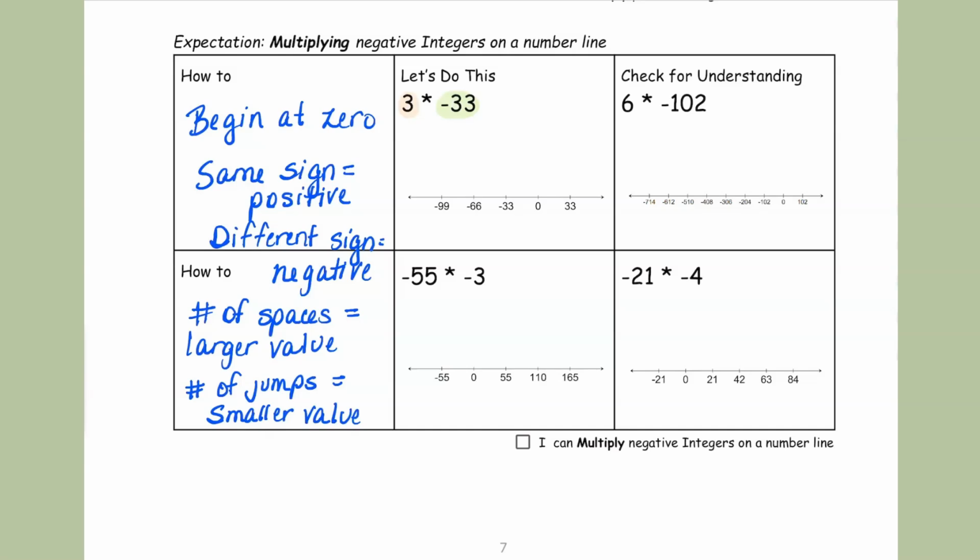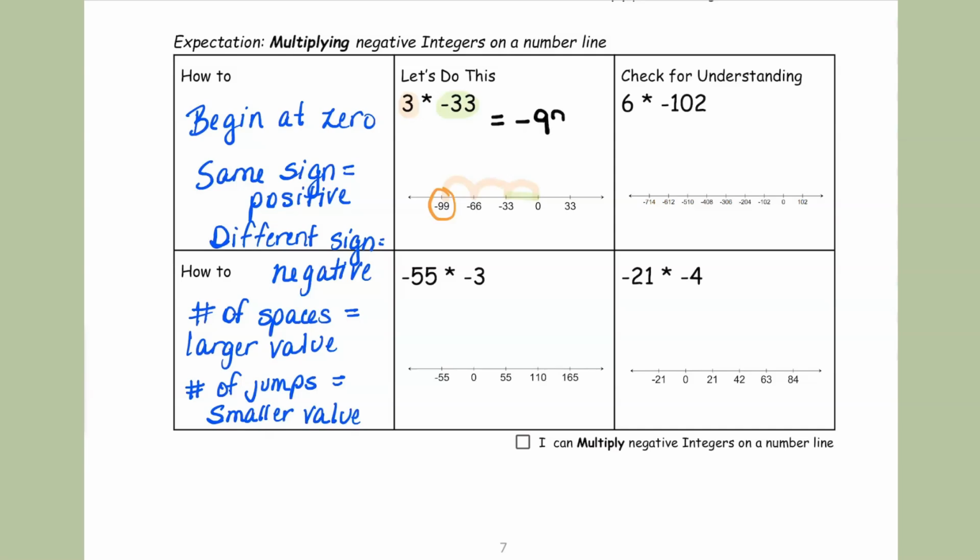So we start at 0. We jump negative 33, so that means we're jumping to the left 3 times. When we jump to the left 3 times, we land at negative 99. A positive times a negative is a negative, because those are different signs.